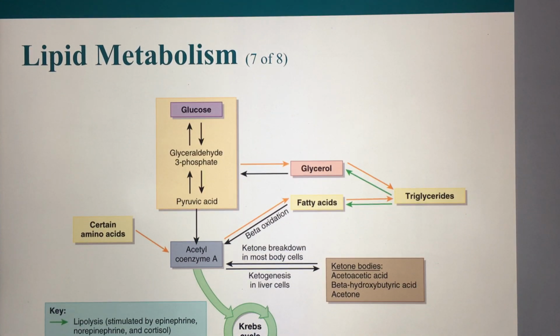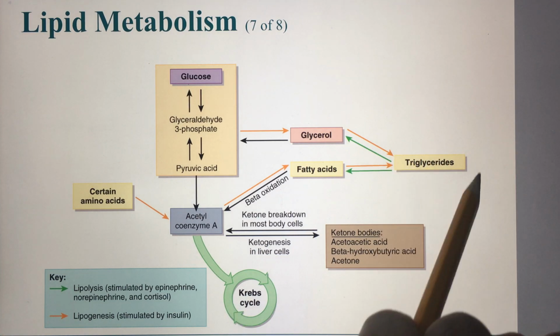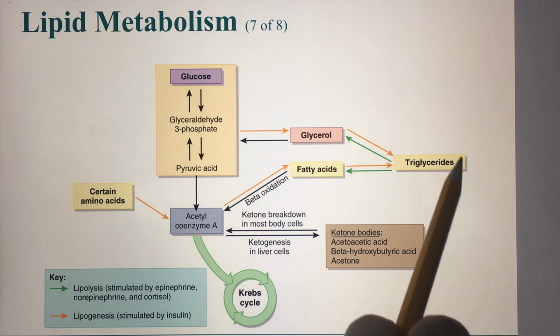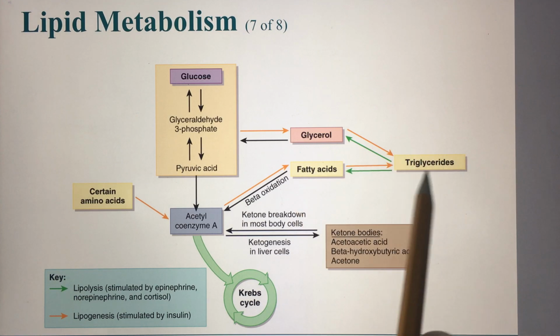Okay, so to summarize lipid metabolism, this is a diagram that summarizes it. The green arrows indicate lipolysis and the orange arrows indicate lipogenesis. So lipogenesis is birth of lipids. Genesis, birth. Lipo is lipids. Okay, so here we have triglycerides. Triglycerides are made from glycerol and fatty acids. So both glycerol, orange arrow, and fatty acids create triglycerides.